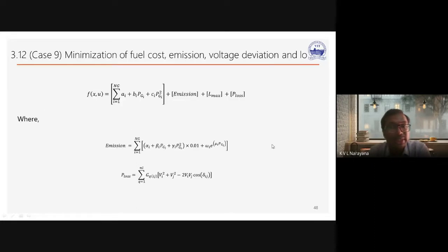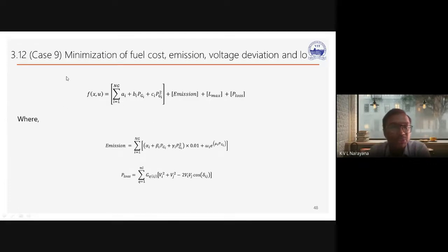Whereas case 9 considers four objectives. One is the minimization of the fuel cost. This I have already shown to you, and we are going to discuss it now. Fuel cost minimization, this is the cost function or the fitness function or objective function. There are different names given to it. Then emission, minimization of the emission. Emission means the carbon emissions generated by the generator while it is generating the power. And voltage deviation and power loss. So all four objectives are considered in this case.